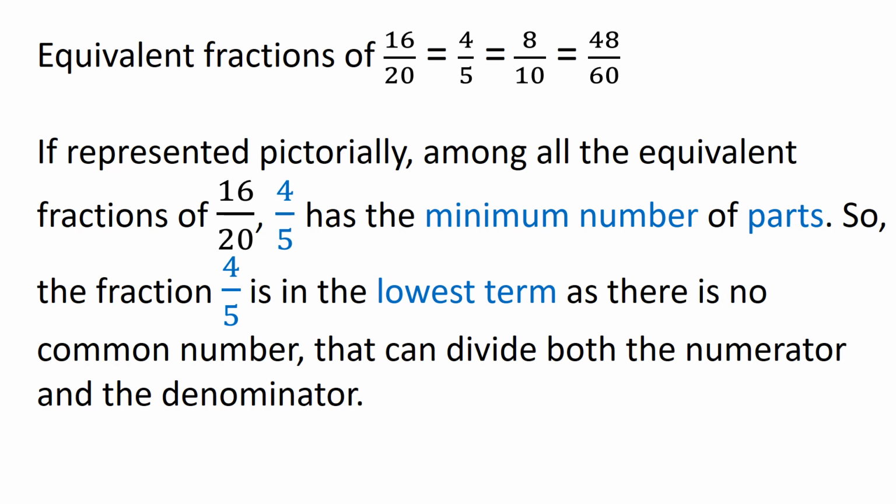We have to find the lowest term of 16 upon 20. We can see 4 upon 5 has the minimum number of parts. If represented pictorially, among all the equivalent fractions of 16 upon 20, 4 upon 5 has the minimum number of parts. So the fraction 4 upon 5 is in the lowest term as there is no common number that can divide both the numerator and the denominator.